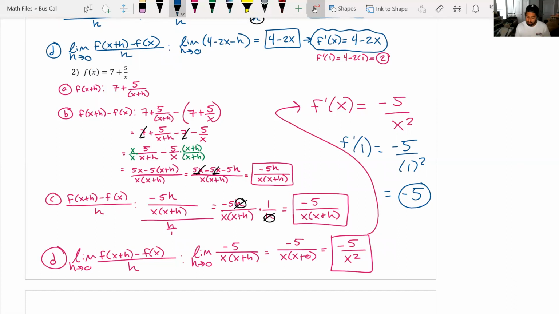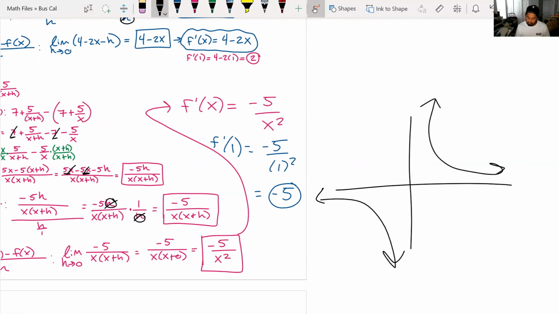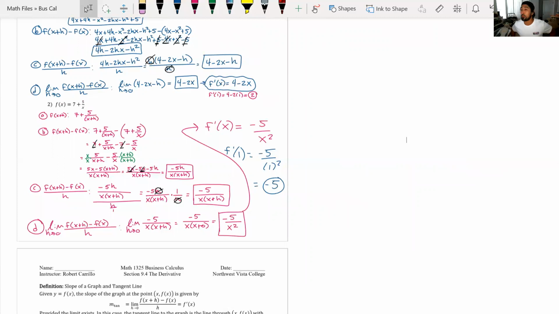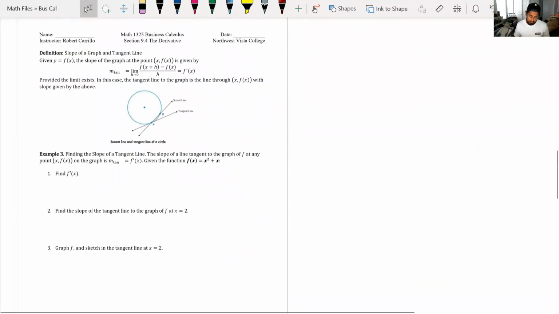All right. So if I were to draw, let's say, I drew the second function really fast, right? It would look something like this. And all we are saying is that when x is exactly 1, the slope of the original function is going to be negative 5, because the derivative gives the slope of the original function. And that's it. Okay. Again, visuals do help out. So it just doesn't make it seem like we are just constantly crunching numbers. All right. Next.